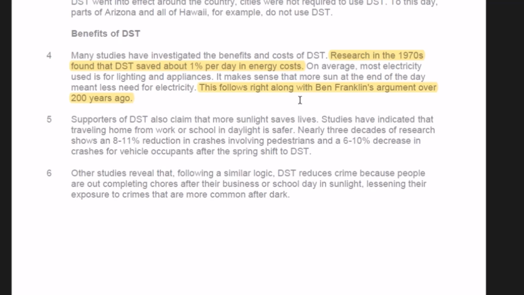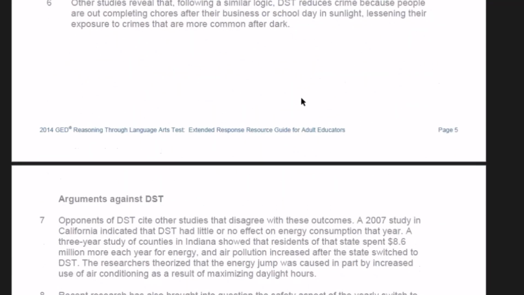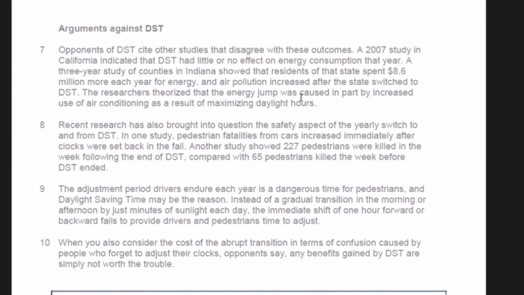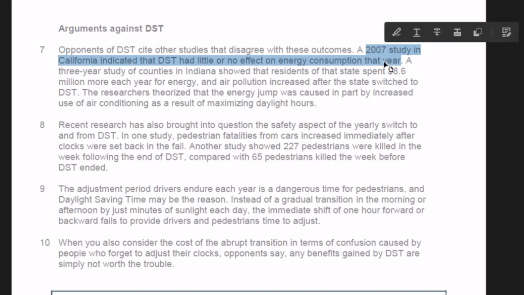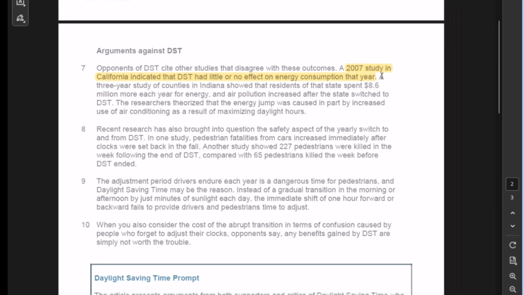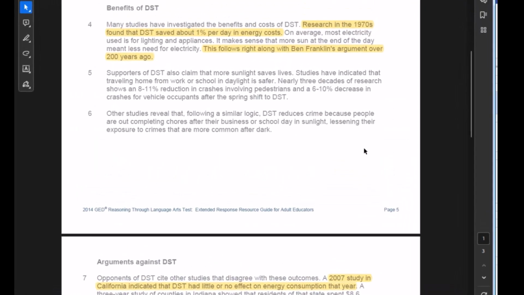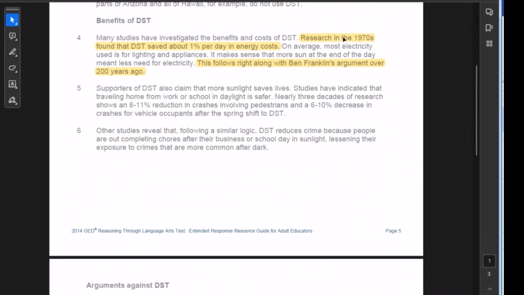Now, that doesn't automatically mean, oh, this is the side that has a stronger argument, you don't really need to read anything else. No, continue to read, because you might get to the second side, arguments against DST, and you notice that they also did some type of research, a study in California, and it's indicating that DST had little or no effect on energy consumption that year. So this piece of evidence goes against what I just read up here about the 1970s research.